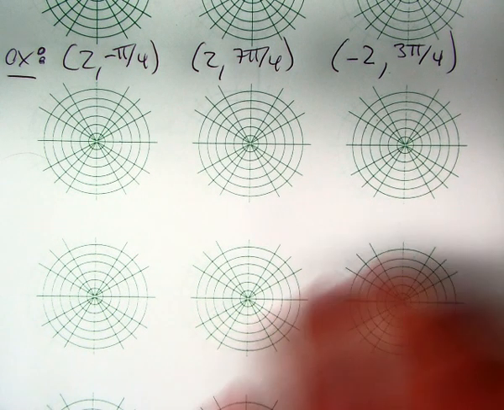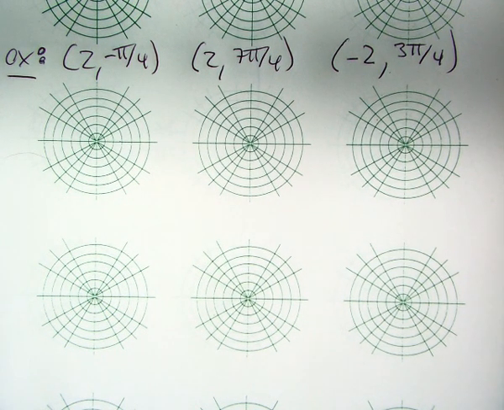Take a minute or two, think about what we just did. Find where that angle is, and then travel out in that direction or back from that direction, depending on what the radius is. Let's see where we're at.